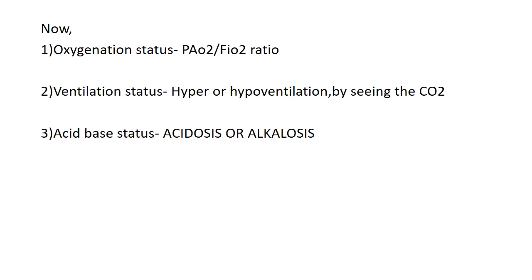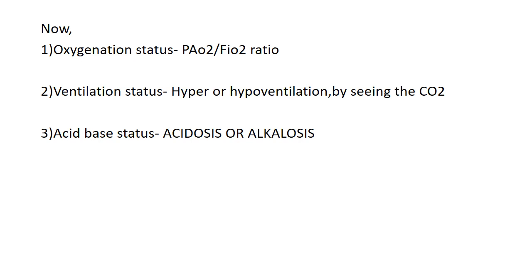But if the PO2 value is, suppose, 80 and the FiO2 is room air, it is 0.21. So 80 divided by 0.21 will be around 400. So normal value we know is 400 to 500. Okay, so it is normal.